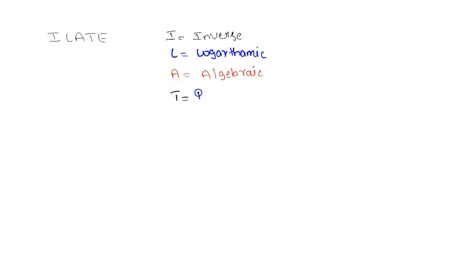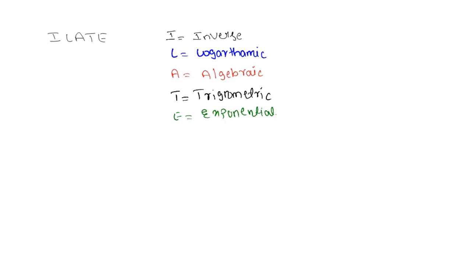T is trigonometric function, and the next one is E. E is exponential function. So this is the order of preference.